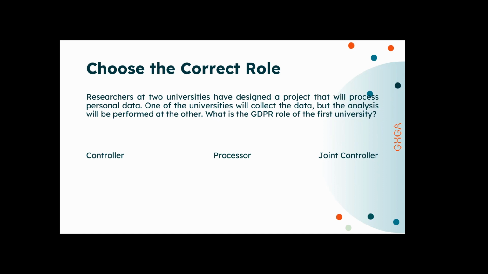One of the universities will collect the data, but the analysis will be performed at the other. What is the GDPR role of the first university? In this case, because they've designed the project together, they would be considered to be joint controllers, because they have defined the means and purposes of the processing in a collaborative way. Well, they must have done this jointly, and so that's why they would be considered joint controllers in this circumstance.